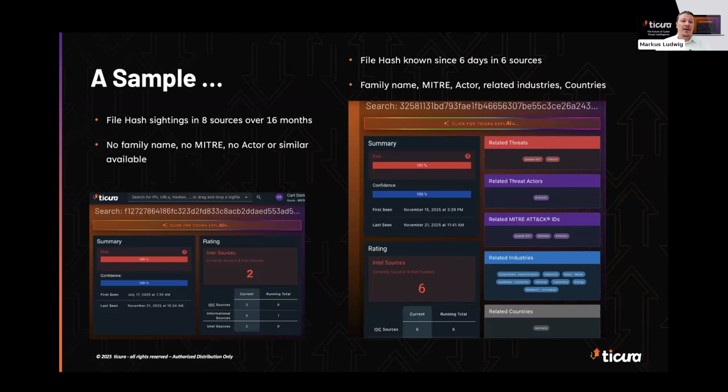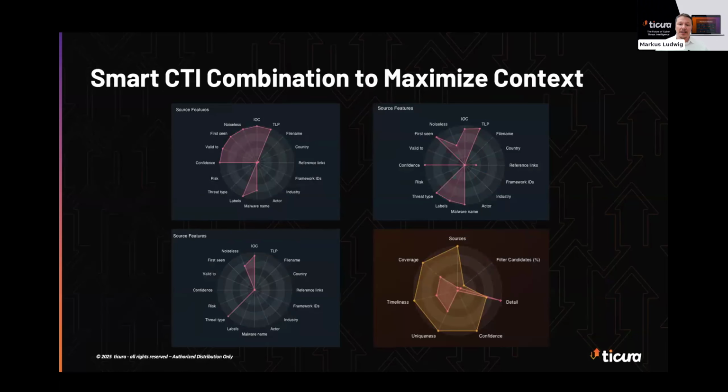On the other hand, you have something completely different. It's a file hash that is only known since, I don't know, something like 6 days or so across 6 sources. It comes with family names, with MITRE information, with that, right? So that means you cannot rely on anything except if you measure that. That's the story here, right?